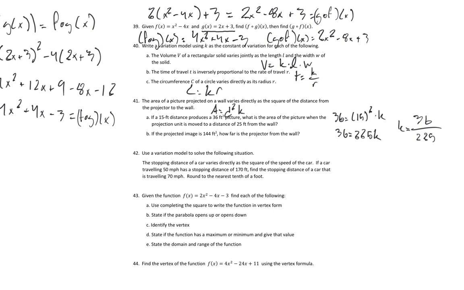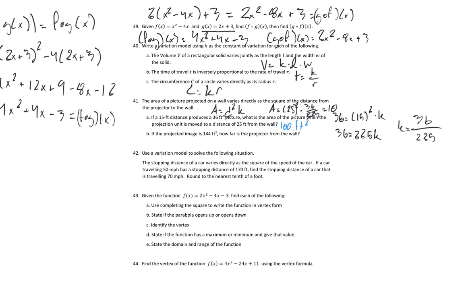Well, following our formula here, A would be 25 squared times 36 over 225. So I'm going to plug that in my calculator. We end up getting 100 square feet. Okay, so what we did is we took one piece of information to find k, and then since we had k, we had everything else we need to find the area.